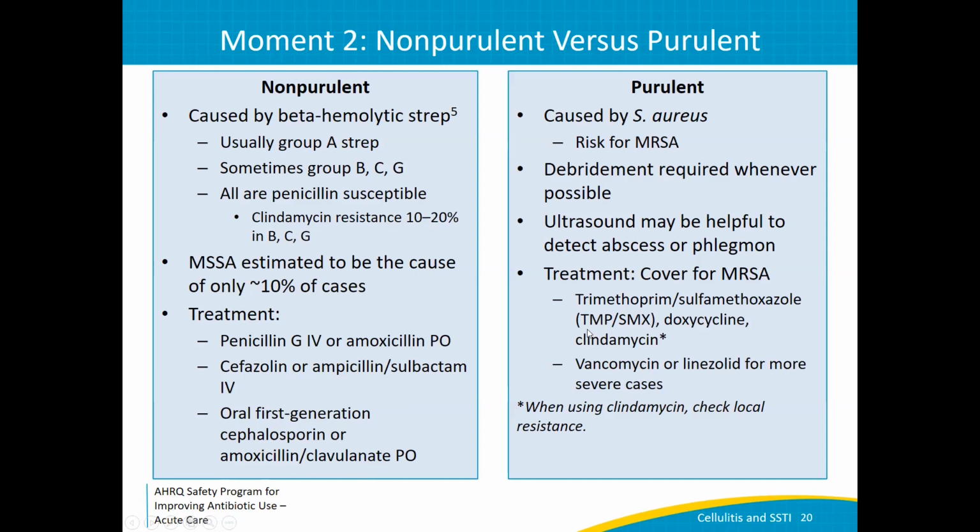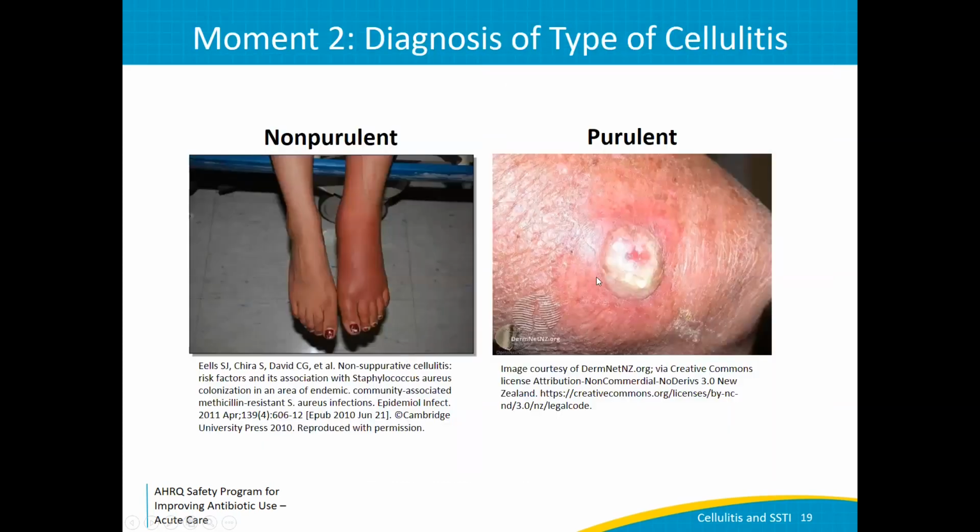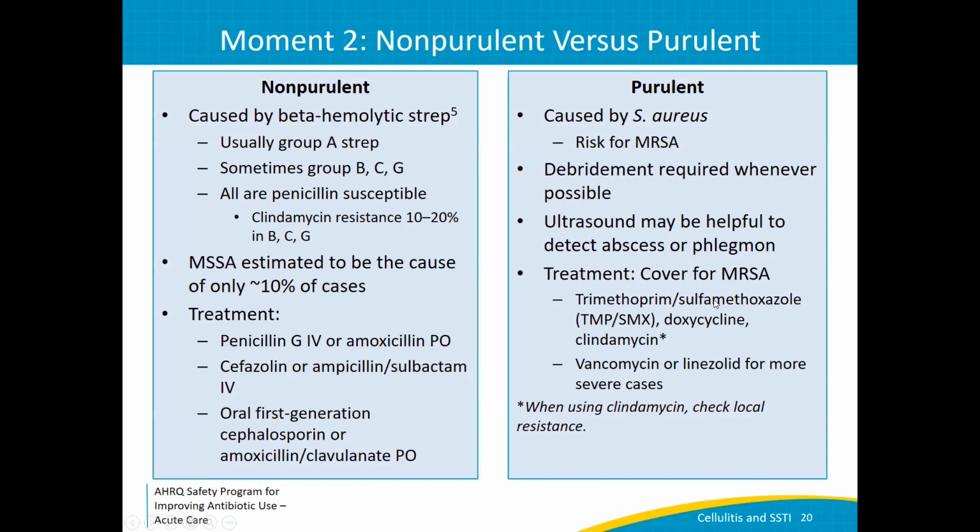As opposed to purulent cellulitis, where you have a wound that is actually containing or draining pus. This type of cellulitis is typically caused by Staph aureus, and in particular is often caused by methicillin-resistant Staph aureus, or MRSA. When you have purulent cellulitis, it is very important to drain it, because relieving that pus will really be important for the antibiotics to work effectively.